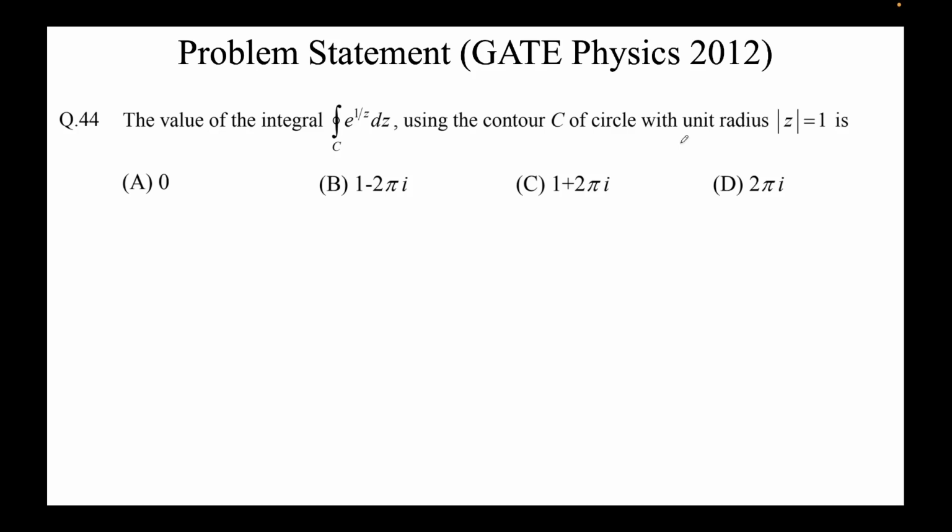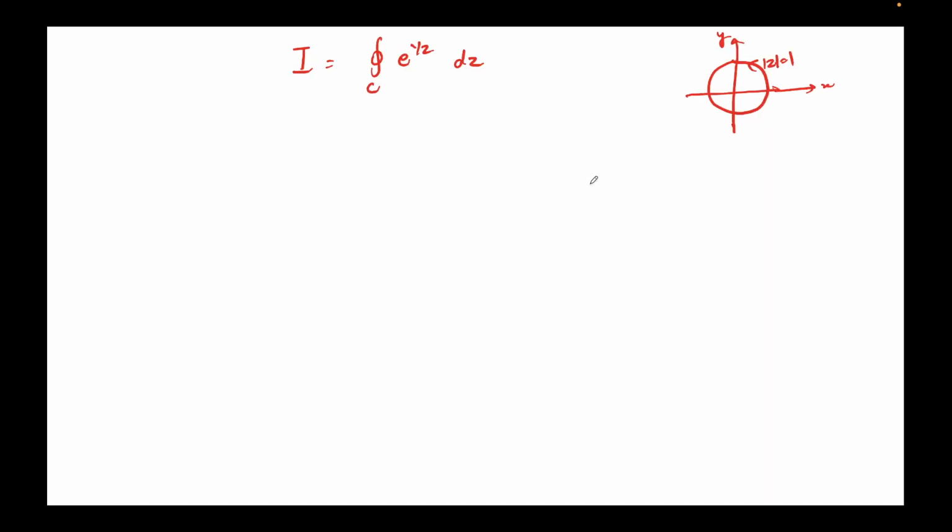This is a question from 2012, and I have one more question from 2014. These keep on repeating, so that's why I'm emphasizing. We want the value of the integral, where C is the contour, a circle with unit radius, mod z equal to 1, and this is the expression that we want to integrate. This is a multiple choice question with one correct answer, and we'll try to find out the correct option.